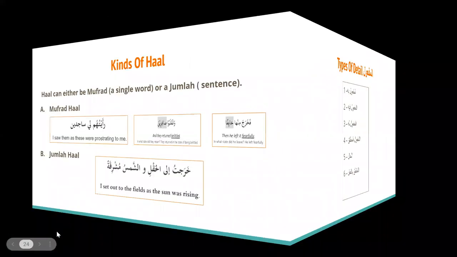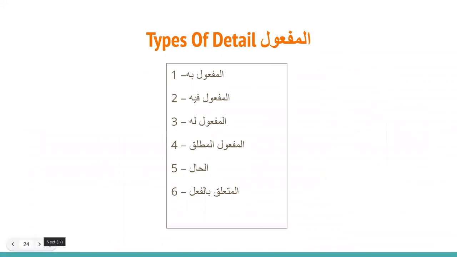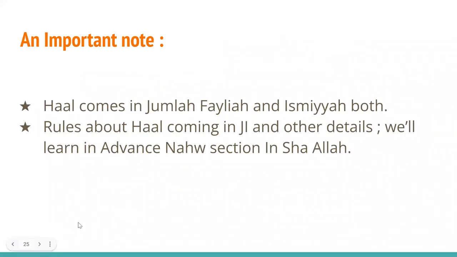There are other forms also. So today we did the fifth type of maf'ul. And so far what we did is hal in jumla failia. Just keep in mind that hal can come in jumla failia and ismiya both. So in jumla failia you might see a hal, and a hal can come in jumla ismiya also. The rules about hal coming in jumla ismiya and other details, inshallah, we will be doing in the advanced nahw section, not today, because nowadays we are doing basic nahw. So this is about hal in jumla failia.